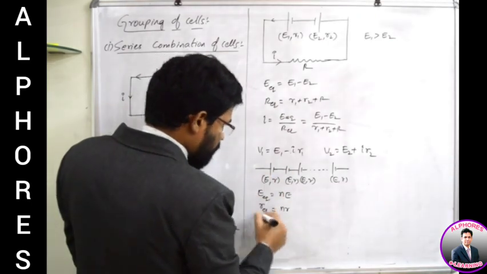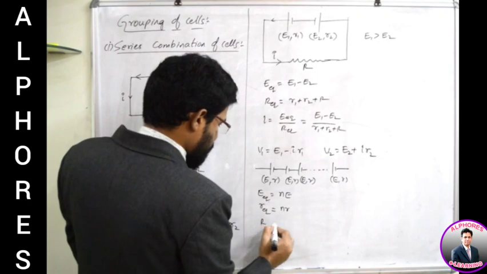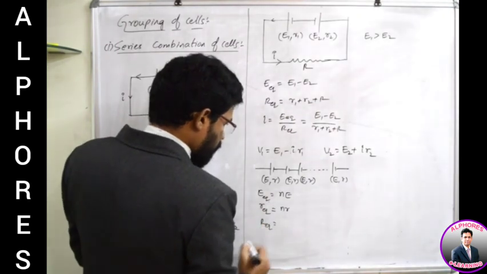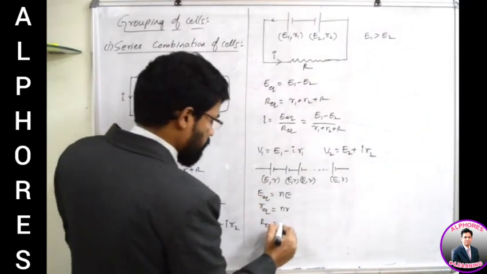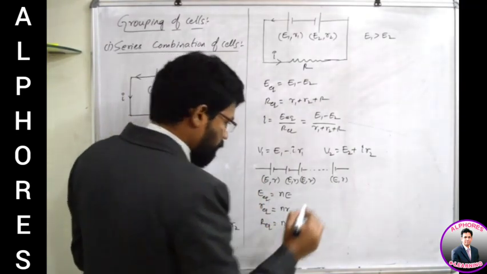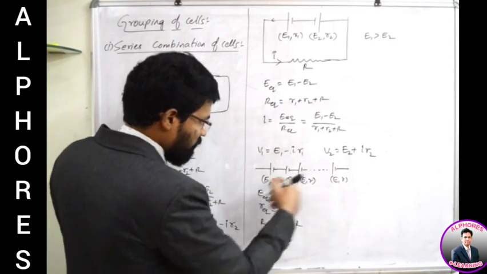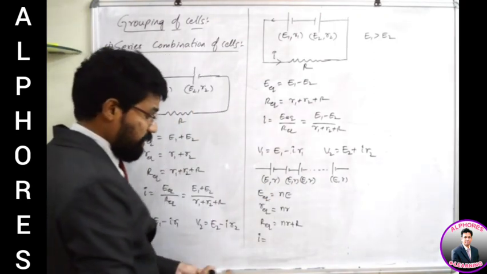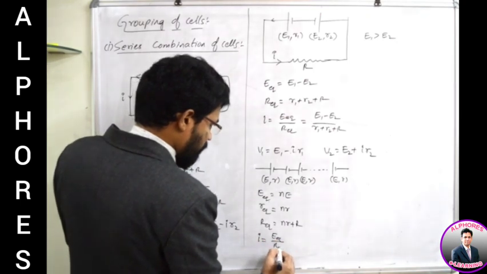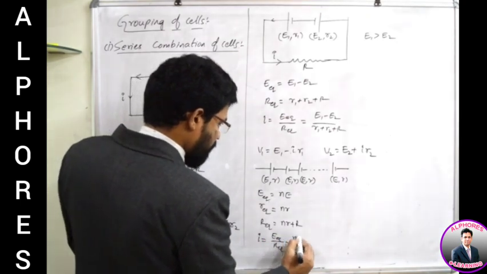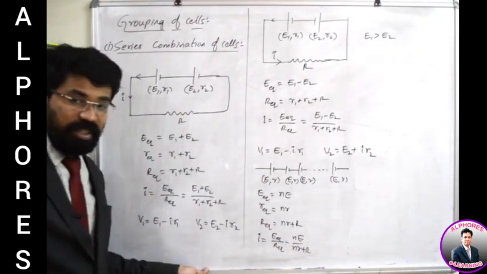If this is connected to some external resistance capital R, in that case the total resistance will be the sum of internal resistance plus external resistance, nr plus R. And if you want to write the expression for current when n identical cells are connected in series, how can you write? I is equal to E equivalent by R equivalent. E equivalent is nE, R equivalent is nr plus R. That's how you can write.